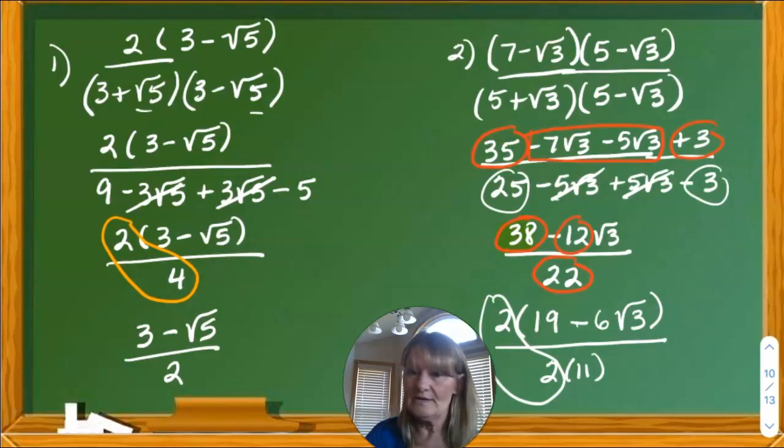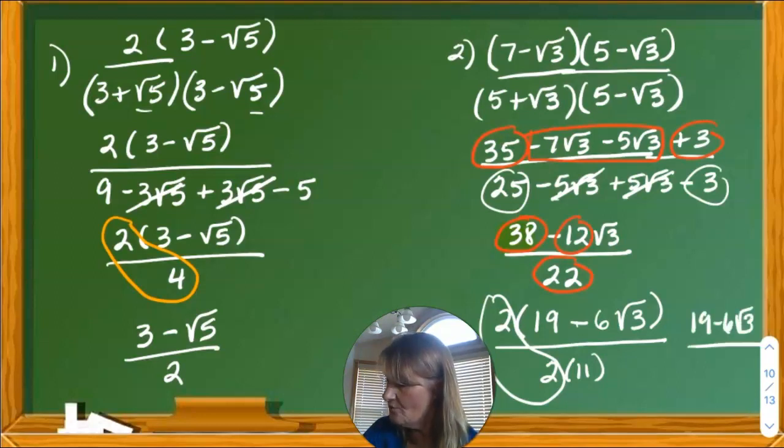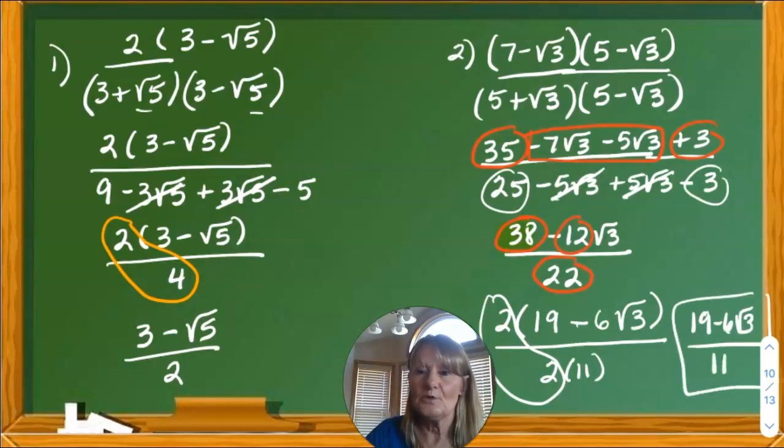And all I'm going to be left with is 19 minus 6 square root of 3 over 11. Final answer. Okay? So again, that's some simplification that can take place, and we'll talk about that, and we'll work more of those in class.